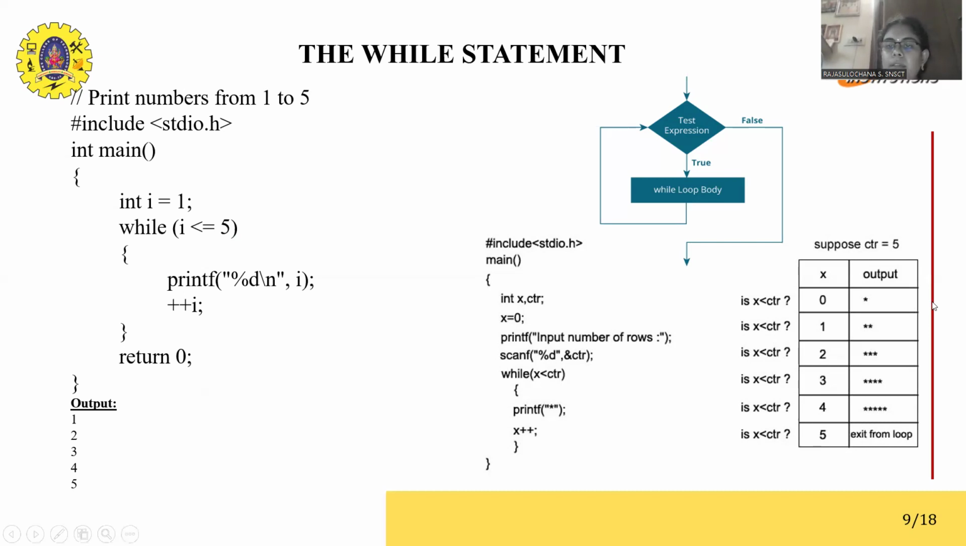Similarly, there is one more example given on the right hand side where I want to print consecutive stars. You can try this out at your home. A sequence of stars is being printed. For x equal to 0, 1 star is printed. For x equal to 1, 2 stars are printed, and for x equal to 2, stars are printed 3 times. For x equal to 3, stars are printed 4 times, for x equal to 4, stars are printed 5 times, and for x equal to 5, the program exits.